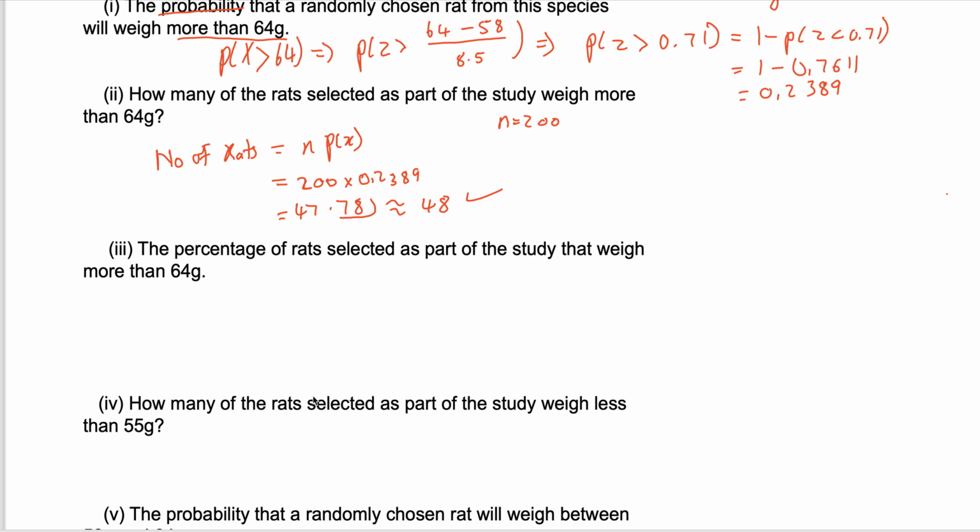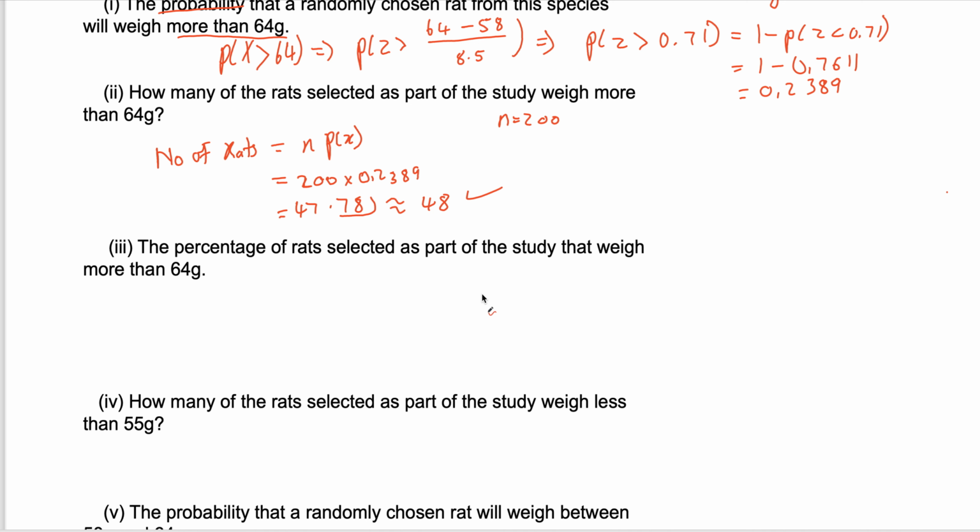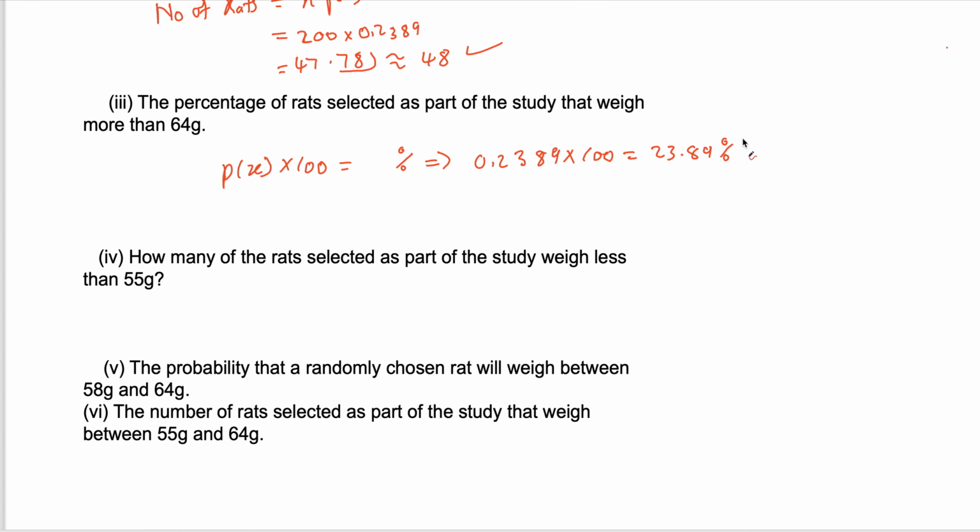On the next question, they're asking about the percentage of rats selected per study that weigh more than that. We have a probability of P of X, times 100 percent gives you the percentage. So we simply say 0.2389 times 100, which equals 23.89 percent. That's the percentage we're looking for.